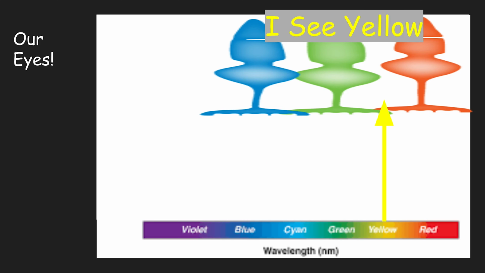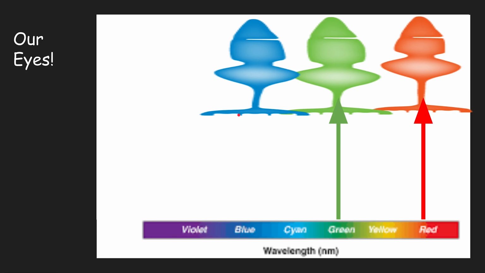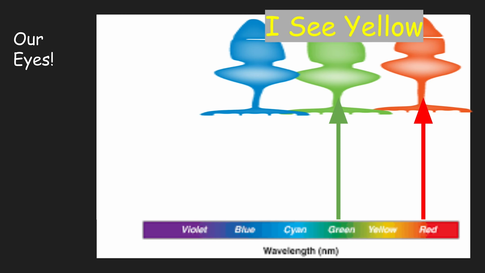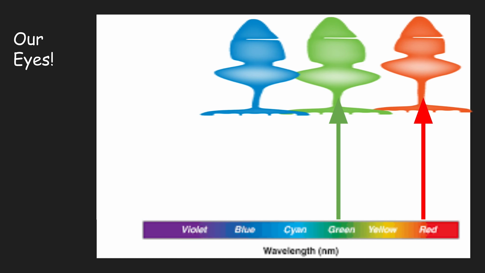There is a second way we can trigger this. Notice if both of these cones are being triggered, then we see yellow. So if we had green and red light enter our eye, then the green and the red would get triggered. And our brain can't differentiate that from the yellow hitting. And so our brain screams, I see yellow. So you see there were 2 ways to get yellow. Either from yellow light, a certain wavelength, or from the wavelengths of red and green, which trigger the same things.